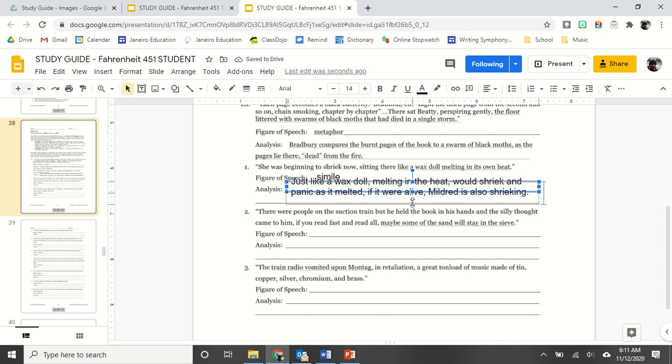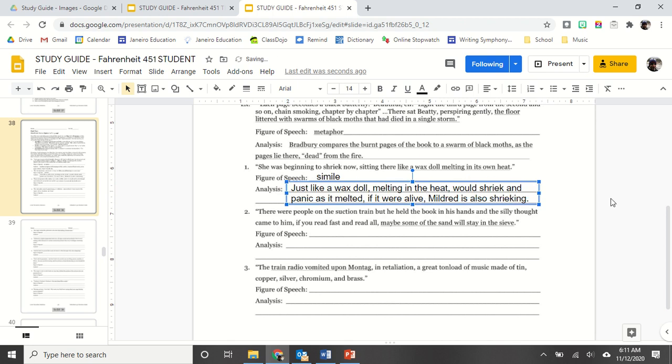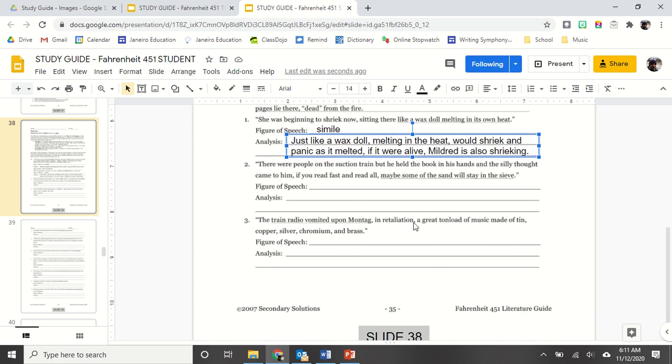And so there's my analysis for this one. Just as if a wax doll was a living creature and it was melting, it would be shrieking and panicking because melting would mean it is, for lack of a better term, dying. Same thing here with Mildred. All right, let's take a look at number 2.